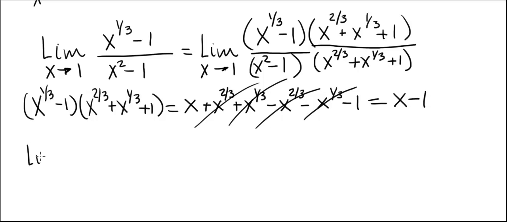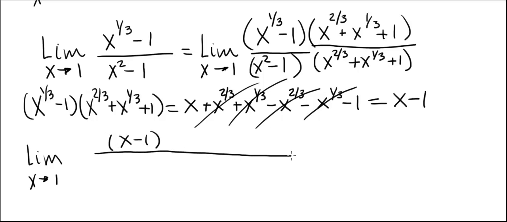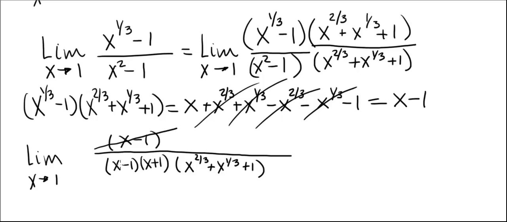So now proceeding further, limit as x approaches 1. The numerator now, the product, is x minus 1. The denominator, x squared minus 1, factors into x minus 1 times x plus 1, and then we have the term that we did not use yet, x to the 2/3 plus x to the 1/3 plus 1. So here is the source of 0 over 0, x minus 1 over x minus 1. They cancel.